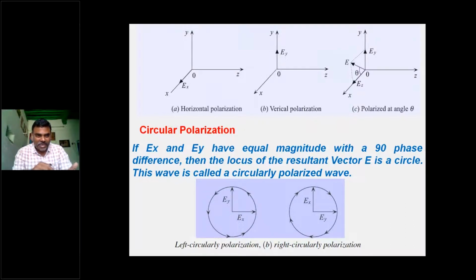If it has only x direction component, then you can call that horizontal polarization. If it has only y direction component, then you can call that vertical polarization. And if you have both Ex and Ey components with the same magnitude, then we can call that circular polarization. If they have different magnitudes, we call that elliptical polarization. And within the circular polarization also, we have rotation towards the left side or rotation towards the right side. So accordingly, we call that left circular polarization and right circular polarization.